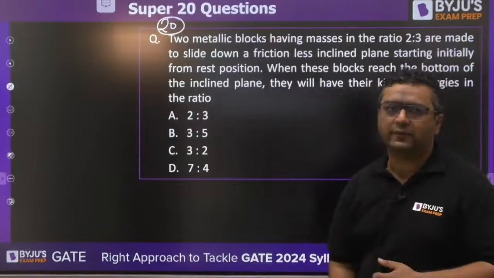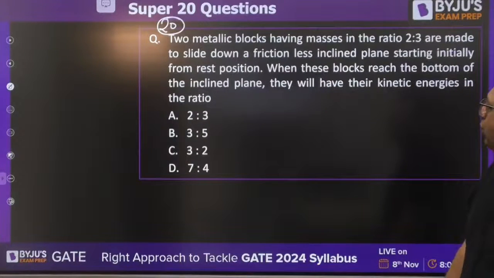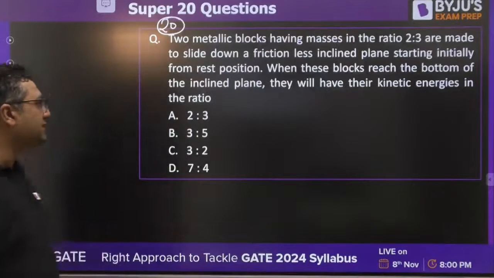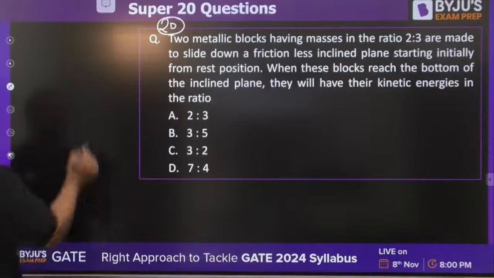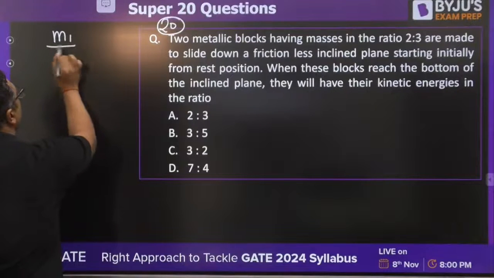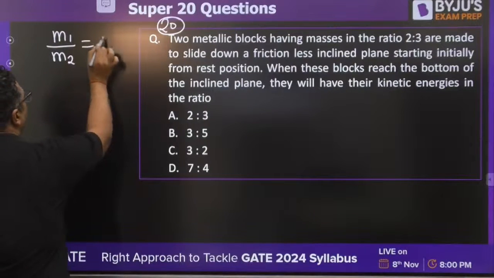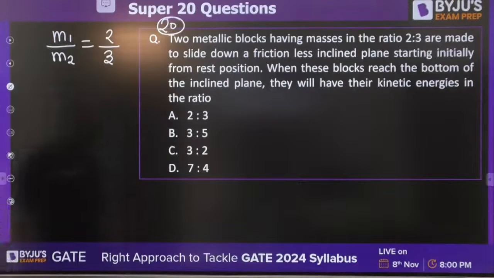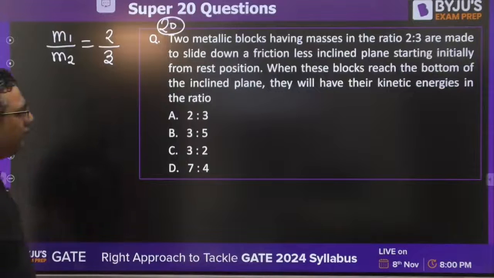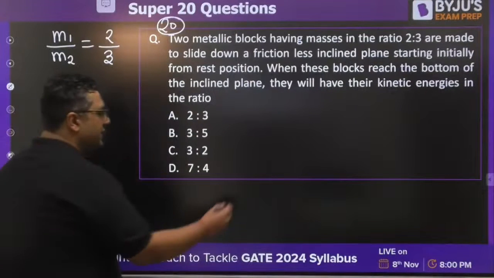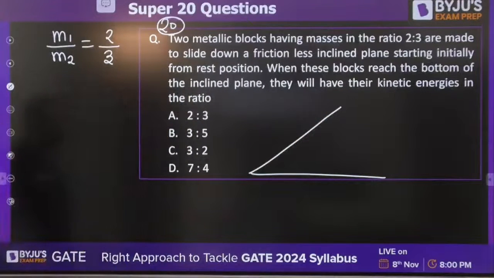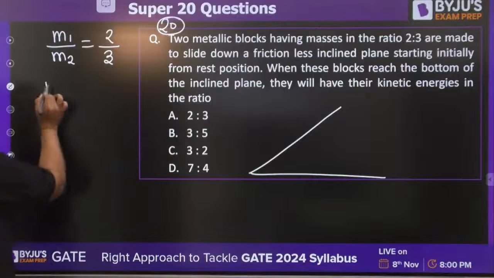Solve it, guys. Two metallic blocks having masses in the ratio of 2:3. M1 by M2 is 2:3. You can see they are saying when these blocks reach the bottom of the inclined plane. So there is an inclined plane. Then what would be the ratio of kinetic energy?